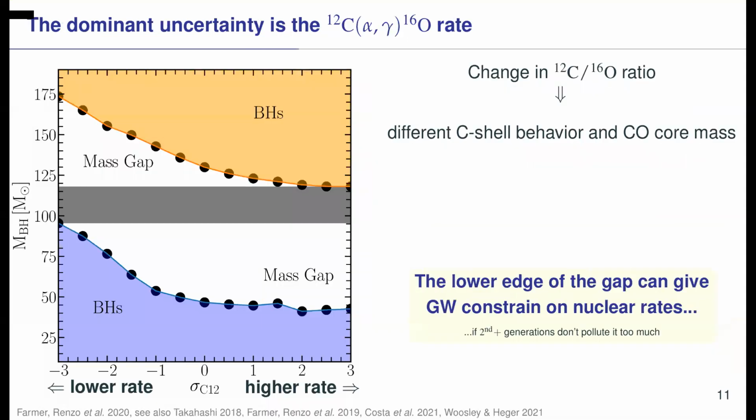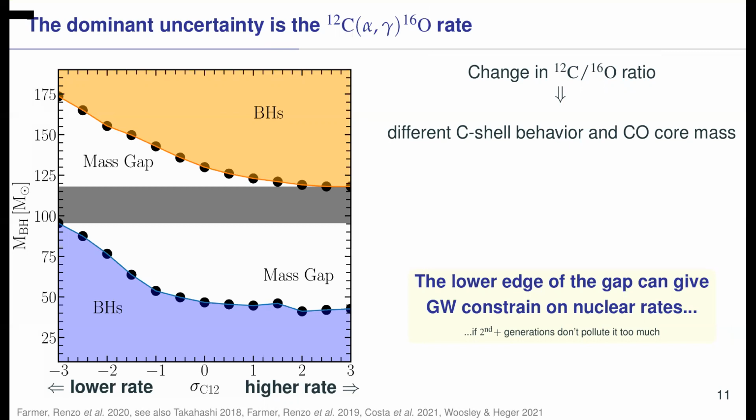There is, however, one physics ingredient that really matters for these simulations, but hopefully is something that is constant throughout the evolution of the universe. And what matters is the rate of this particular reaction, carbon-12 plus an alpha particle that goes into oxygen-16 and a photon. And this reaction rate is important because it governs the end of helium core burning.